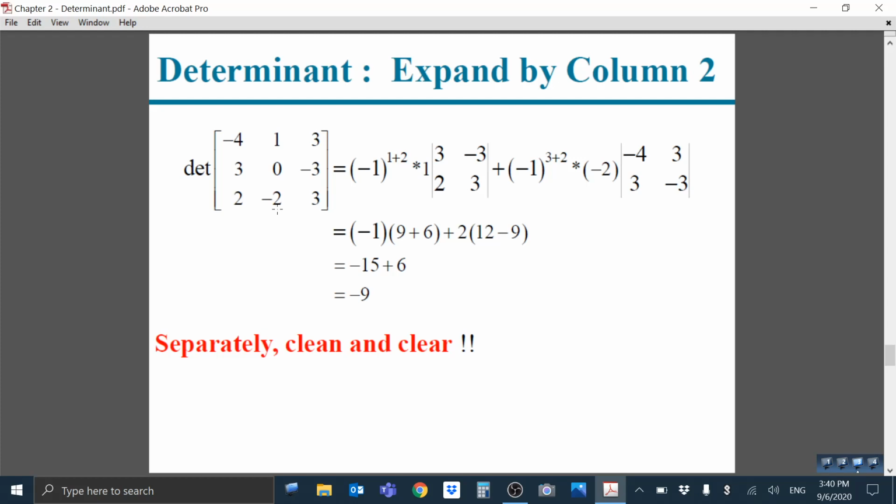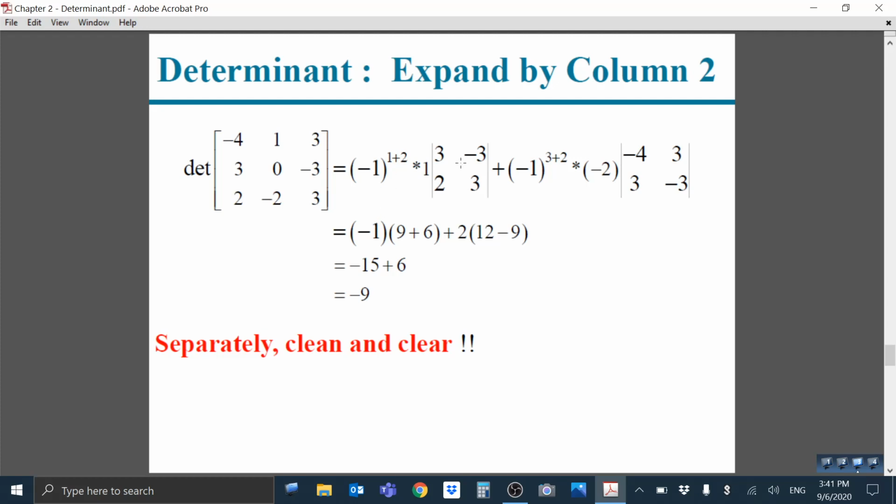And then the last piece is related to the entry in row 3 and column 2. So negative 1 to the power 3 plus 2, times the entry, which is negative 2, times the matrix that I get by eliminating row 3 and column 2. The entries of the matrix are -4, 3, 3, -3. Here it is.